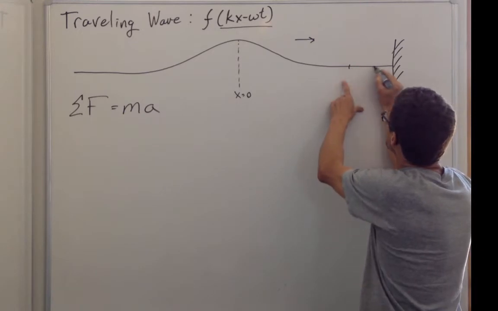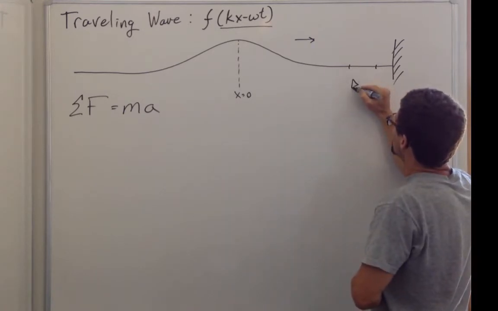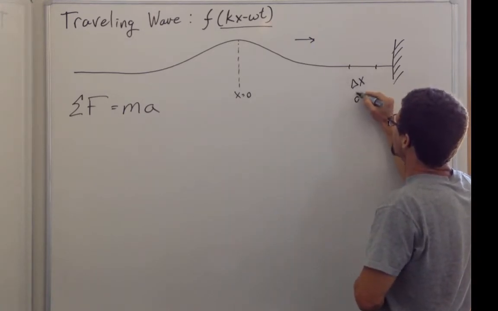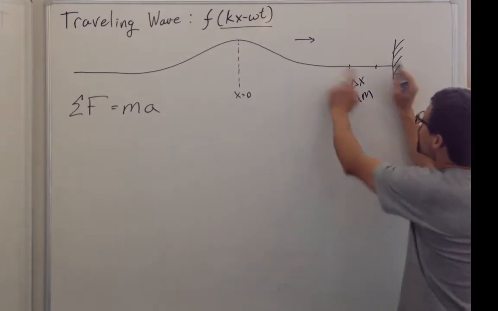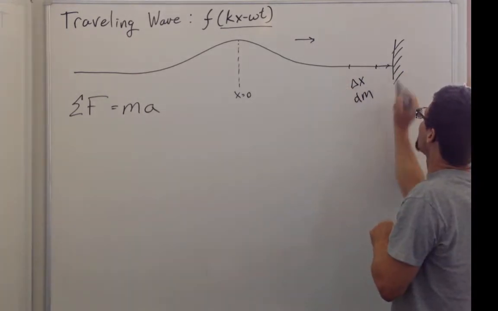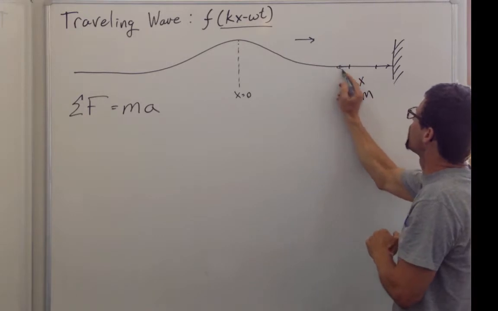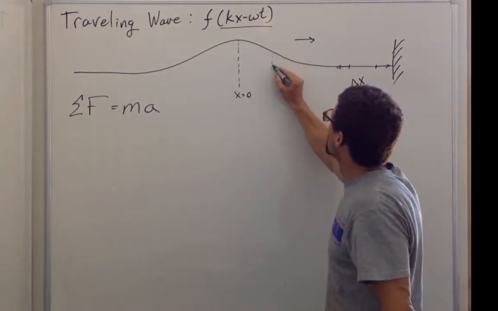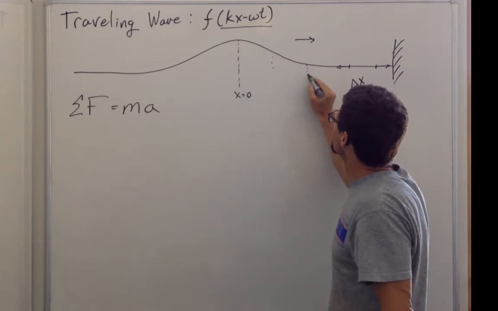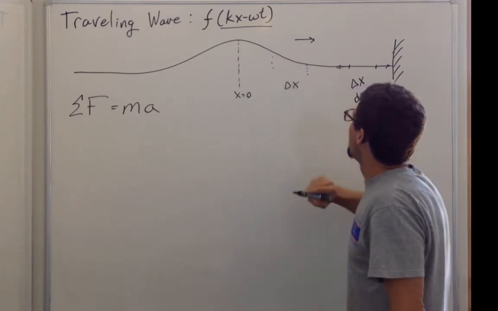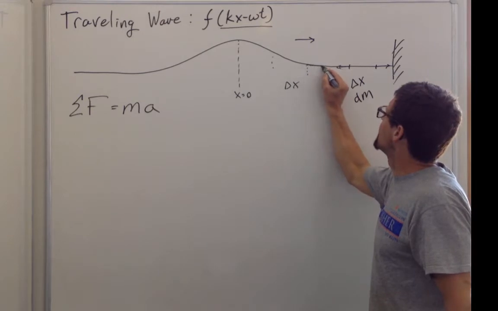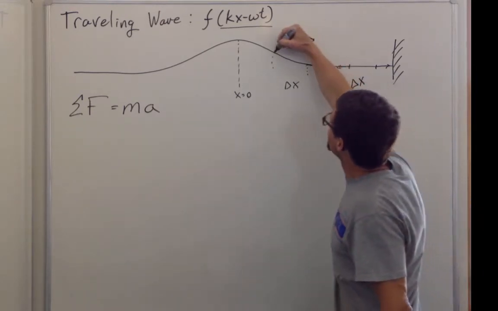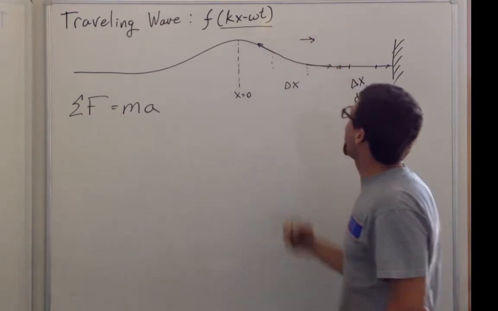Why? Because if we look at a chunk of string, delta x with some mass, delta m, there's no force on it because we have a tension in this direction and an equal tension in this direction. Now that's different right here. Let's take this delta x. And we see here the tension is in this direction, but here the tension is pointing up.